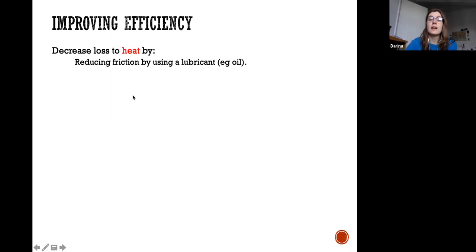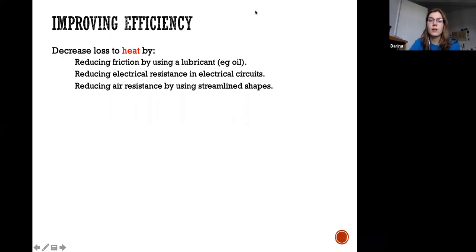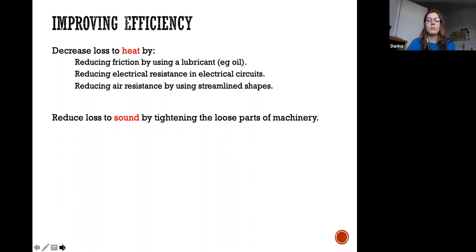So here are some ideas. Reducing friction by using a lubricant. You could be reducing electrical resistance in electrical circuits. That would mean that your heat loss is lower for those circuits. You also could be reducing air resistance. That's less friction as well. And then finally, if we're not thinking about just heat anymore, we could do stuff like reduce loss to sound by tightening loose parts of a machinery or something like that.